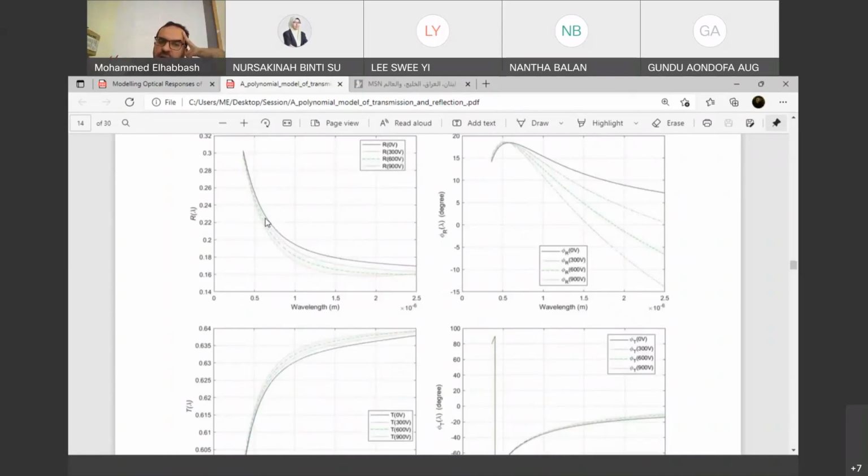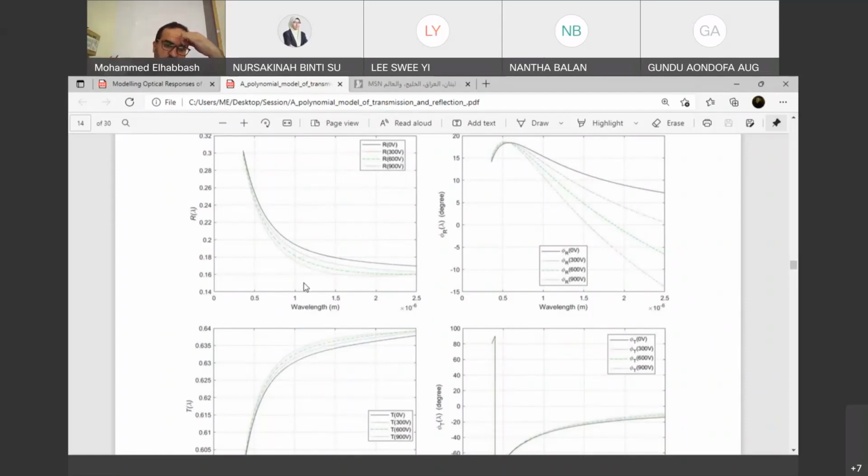We have here the bold one when we applied no voltage, or zero voltage. After that, when we apply a voltage, you can see here that the reflection is attenuated, or I mean that there is a reduction in the line here. So the bold one is when we applied zero voltage, and the last one is for 900 volts.